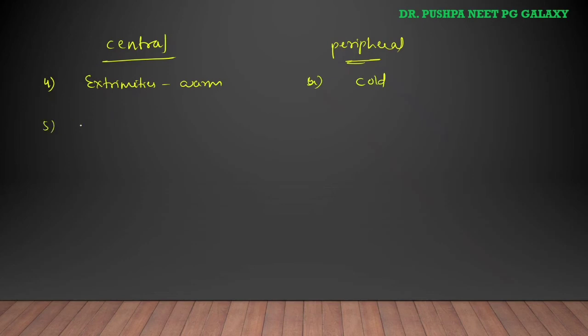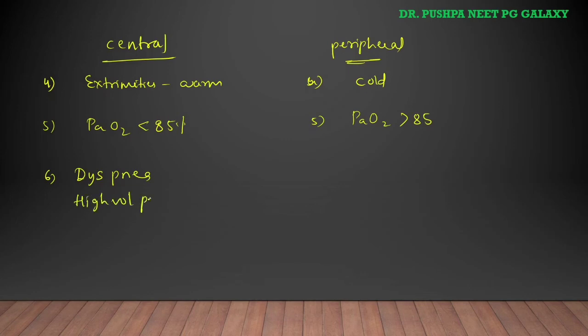In central cyanosis, usually the partial pressure of oxygen is less than 85%, whereas in peripheral cyanosis, it is usually more than 85. In central cyanosis, the patient can present with dyspnea and we can see a high volume pulse, whereas it is not seen in peripheral cyanosis. In central cyanosis, exercise may worsen the condition, whereas in peripheral cyanosis, exercise will improve the condition.